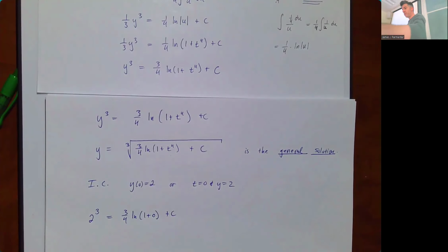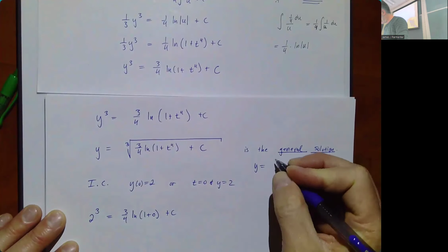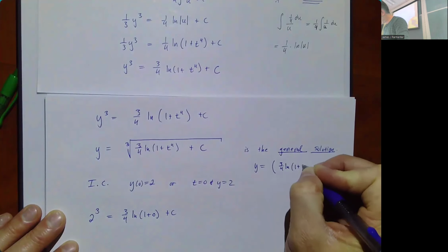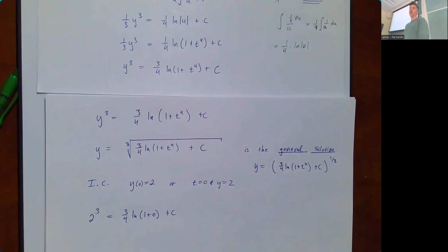Y equals plus or minus. That would be true if it was a square root, or any even root. When you take an odd root of something, that retains the sign, so you don't need a plus or minus. Like I could write it as y equal to all that stuff to the 1/3 power. That's another equivalent way of writing it.